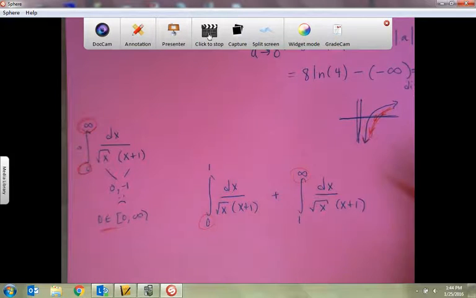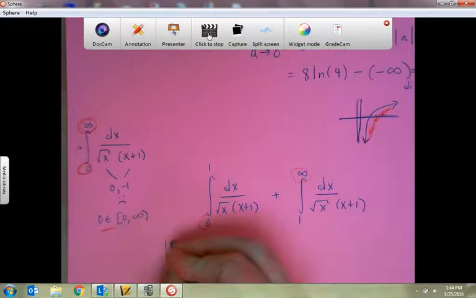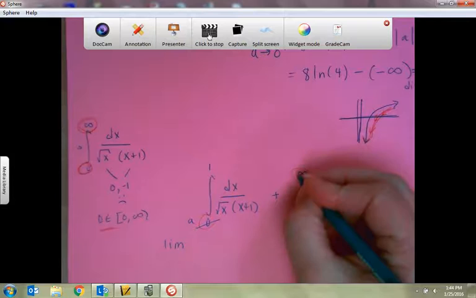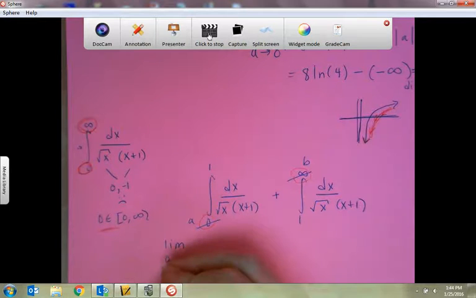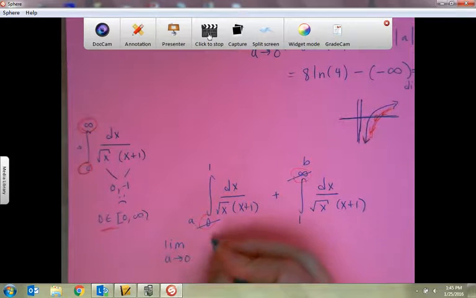Now we don't have to put how we approach infinity, because technically there's really only one way to approach infinity. So that's why I don't say I'm approaching infinity from the left, because that's kind of a common sense thing.